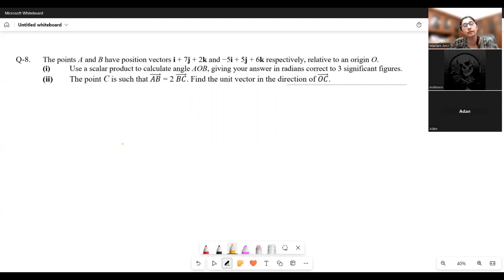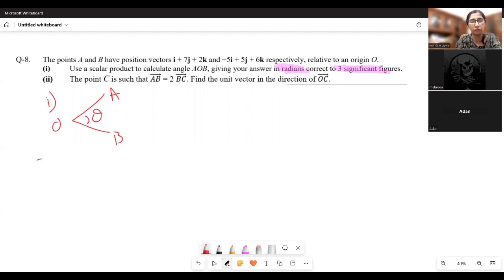The points A and B have position vectors i plus 7j plus 2k and minus 5i plus 5j plus 6k respectively, relative to an origin O. Use a scalar product to calculate angle AOB. Give your answer in radians, correct to 3 significant figures. Special instructions, keep them in mind. Okay. Part 1. We have to find AOB.